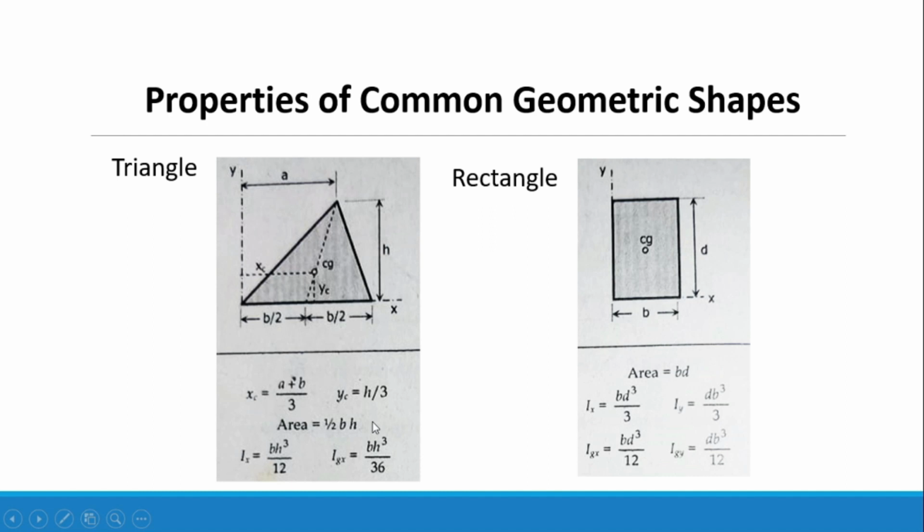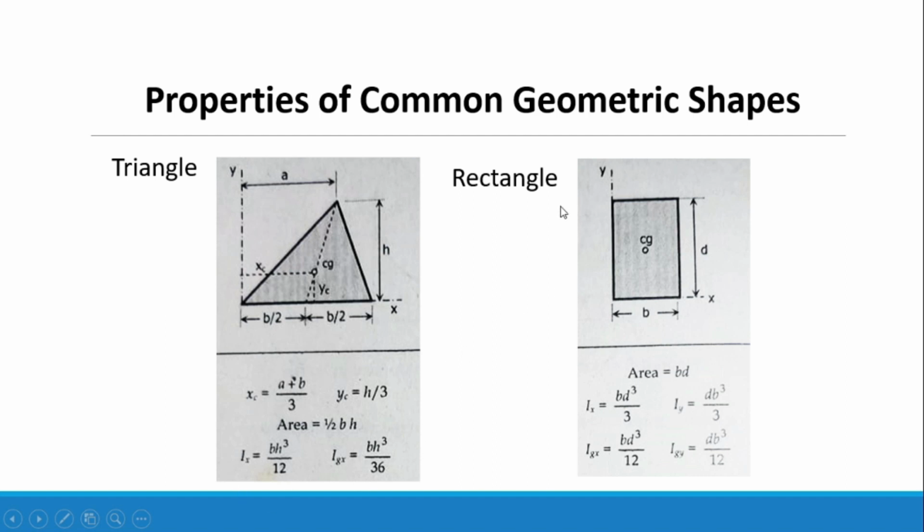And the area of a triangle is always 1/2 of the base times height. And for the moment of inertia, I x is equal to the base times height cubed all over 12, or b h cubed all over 12. I gx at the centroid is equal to b h cubed all over 36. So this is the triangle formula for the centroid and moment of inertia.